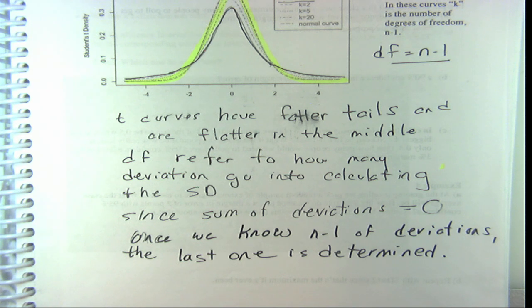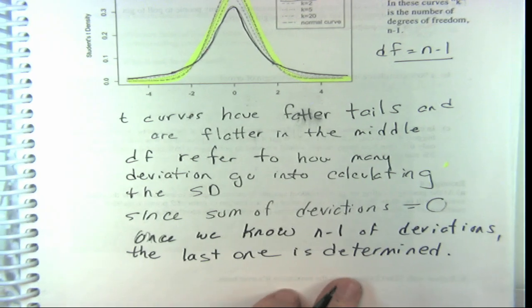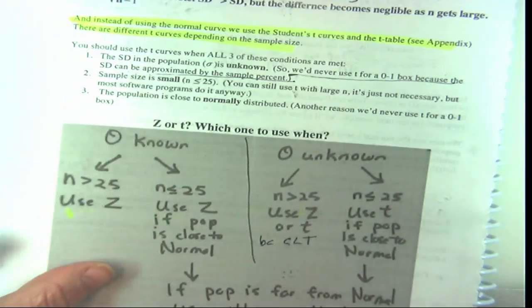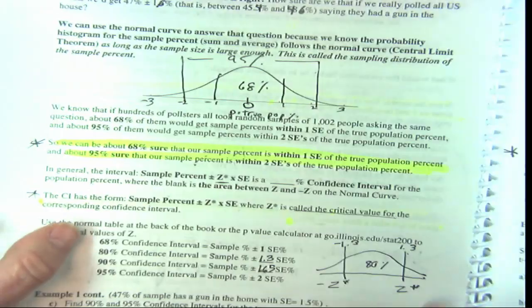You know, let's say you had 9 deviations and they're all negative 1, then you'd know your last one had to be 9 because they have to sum to 0. All right. So that's for that degree of freedom. So now we can do the problem. So we'll go back after we have all that information.